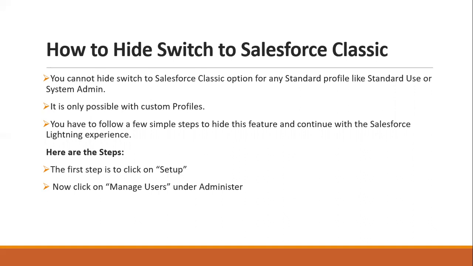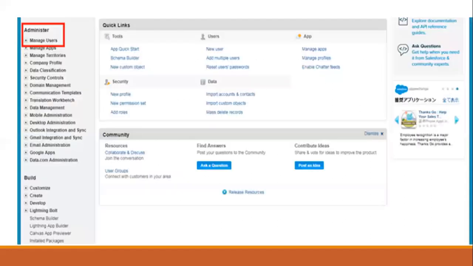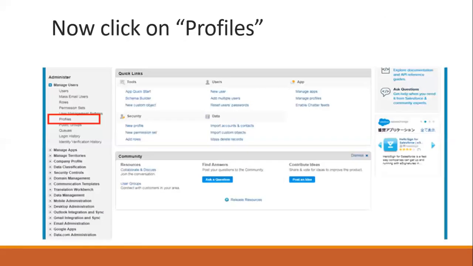So what are the steps? The first step is to click on Setup. Then click on Manage Users under Administration. So this is under Administration, Manage Users. After clicking this, now click on Profiles.